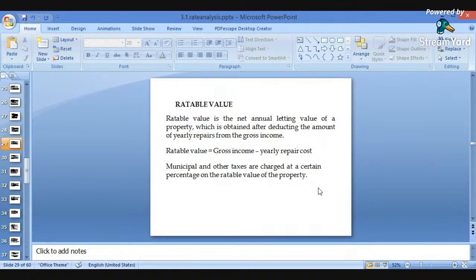Rateable value. Rateable value is the net annual letting value of the property, which is obtained after deducting the amount of yearly repairs from the gross income. After deducting the yearly repair works, the rateable value is calculated. Municipal and other taxes are charged at a certain percentage on the rateable value of the property. So certain taxes will be laid down on these rateable values.